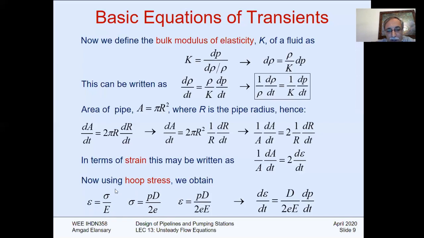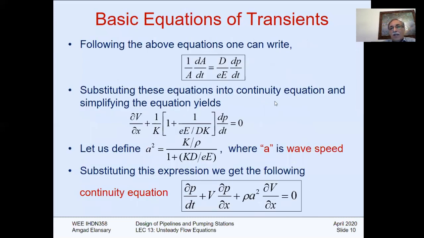Using those two equations, I can substitute epsilon by P D over 2 small e times capital E, which is Young's modulus. Again, I go to the expression of d epsilon by dt by taking the derivative of both sides with respect to time. It will be d epsilon by dt equals D over 2 thickness e times Young's modulus E, dP by dt. Now I have substituted the strain with something I can measure. So I take this term from this equation and substitute it here, so it will be 1 over A dA by dt equals D over e, capital E, which is Young's modulus, dP by dt.